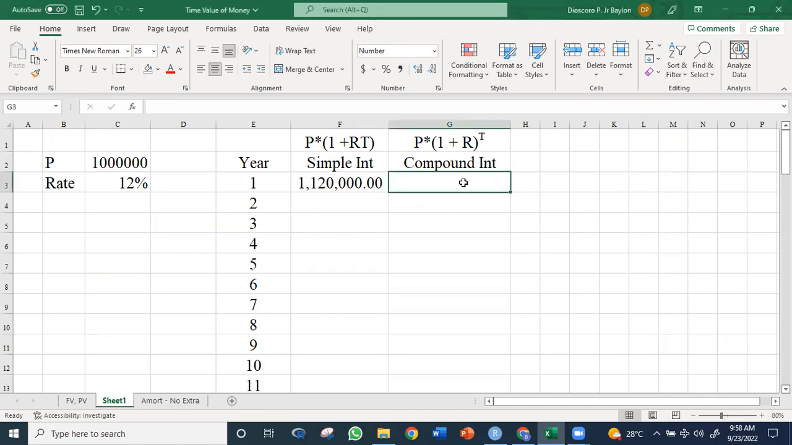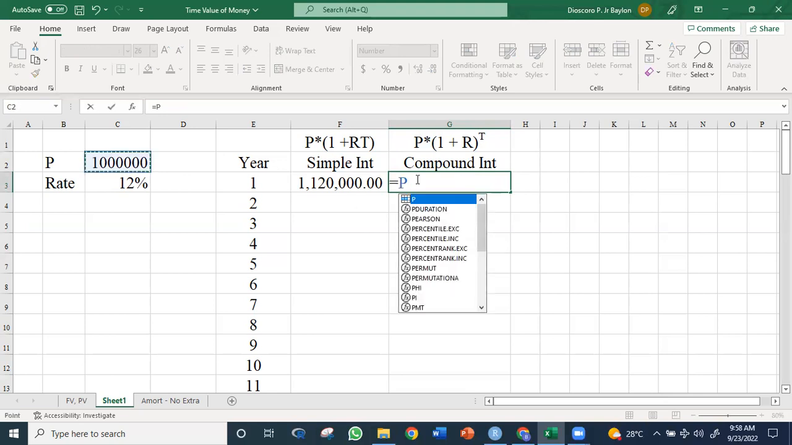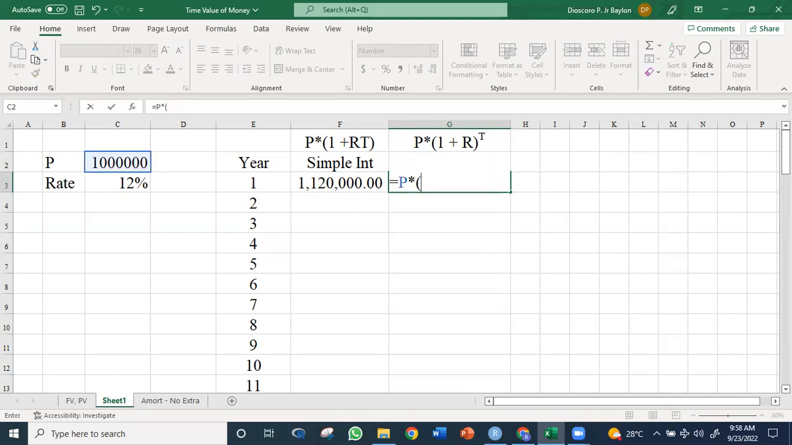So let's now compute for the compound. This is using simple interest, so we're looking at the maturity value. This is using compound interest. So both of these are the maturity values or the future values. So this one will be equal to P, P also multiplied by 1 plus the rate, okay? And then caret, the year, this one.